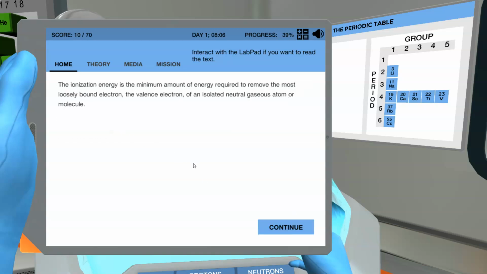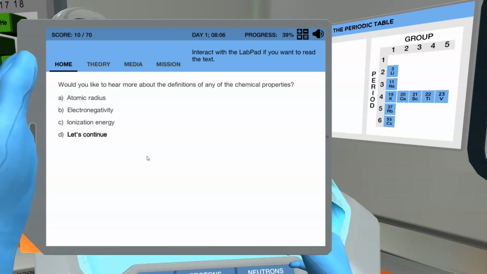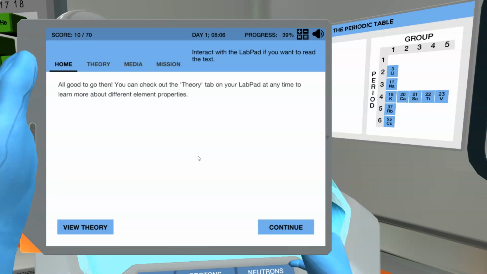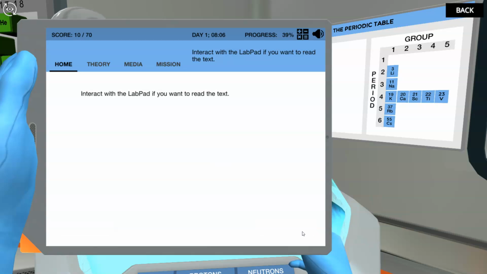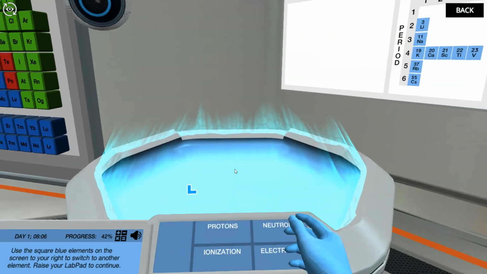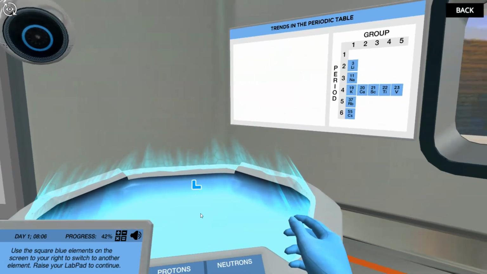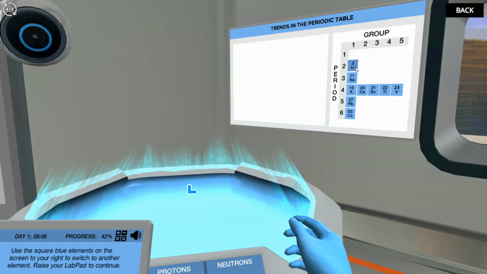The ionization energy is the minimum amount of energy required to remove the most loosely bound electron, the valence electron, of an isolated neutral gaseous atom or molecule. All good to go then. You can check out the Theory tab on your lab pad at any time to learn more about different element properties. Use the square blue elements on the screen to your right to switch to another element. Raise your lab pad to continue.